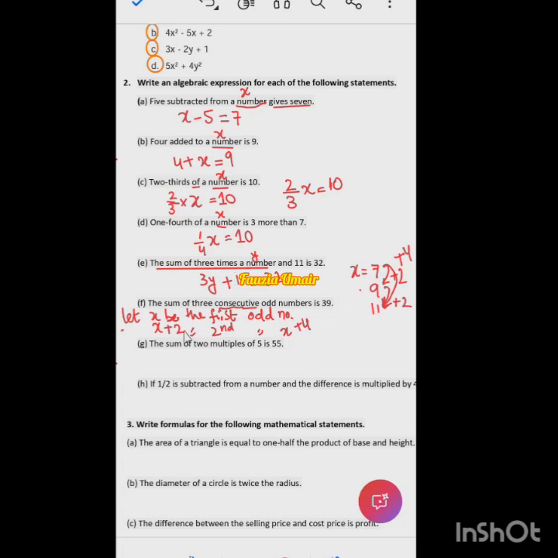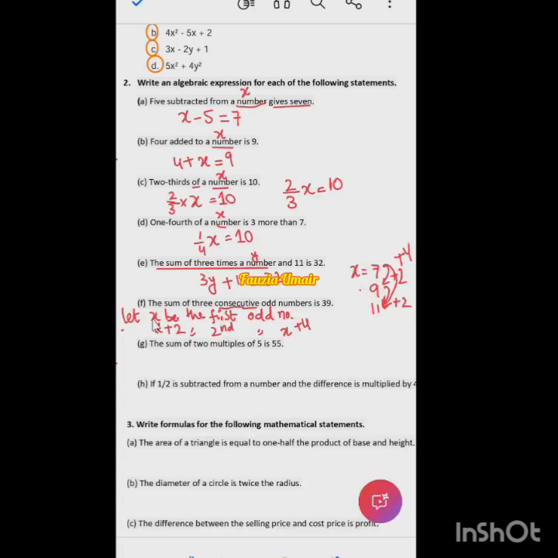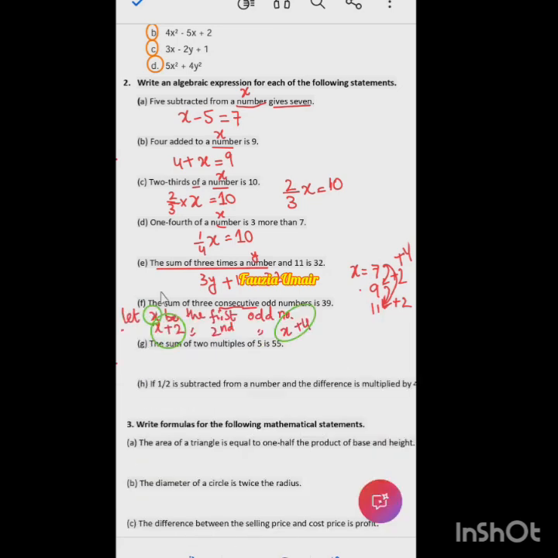So now we need to add. Look, we have all three variables. We know the first odd number is x, the next odd number is x plus 2, and the third odd number is x plus 4. So now we need to add them because the question is the sum. So the sum would be x plus x plus 2 plus x plus 4. The first number, the second number, and the third number.